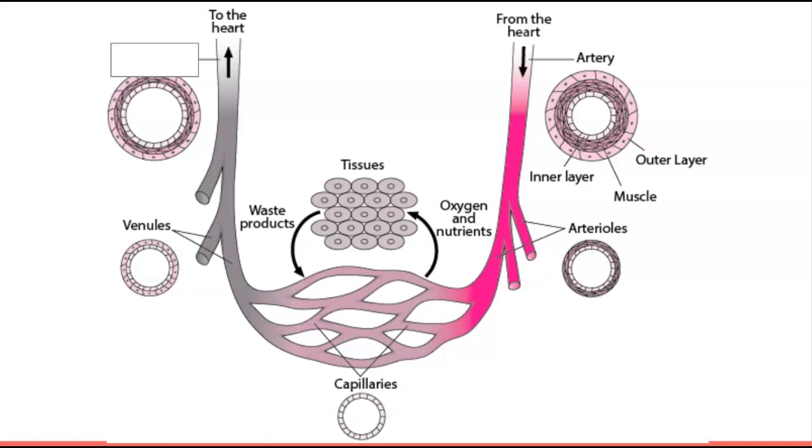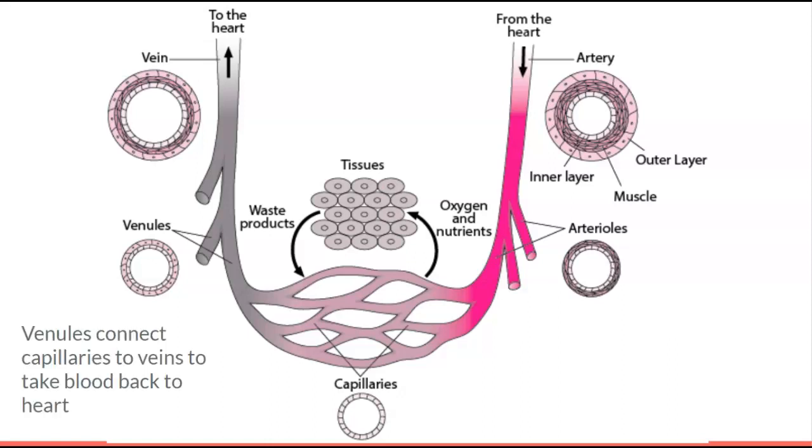They're tiny, smaller than veins, and their job is to connect the vein over to the capillaries so that you can actually pass blood back up to the heart. So under the venules section of your notes, you're going to write that venules connect capillaries to veins and may take the blood back to the heart.